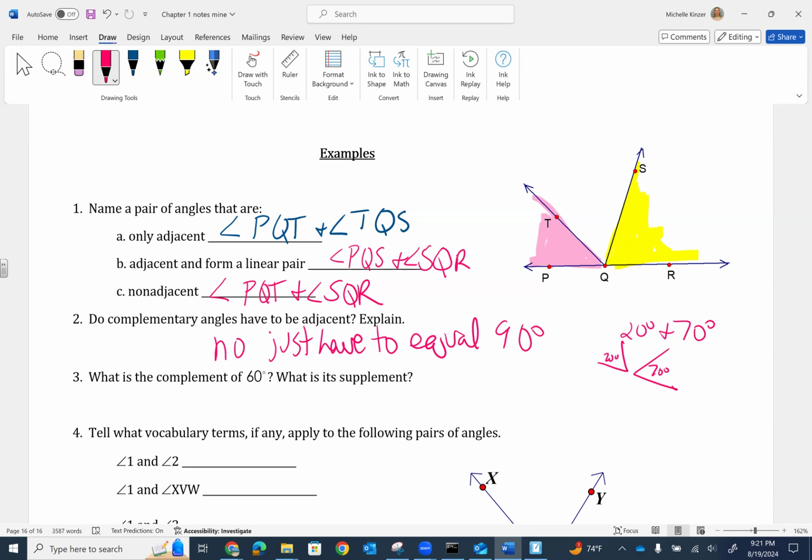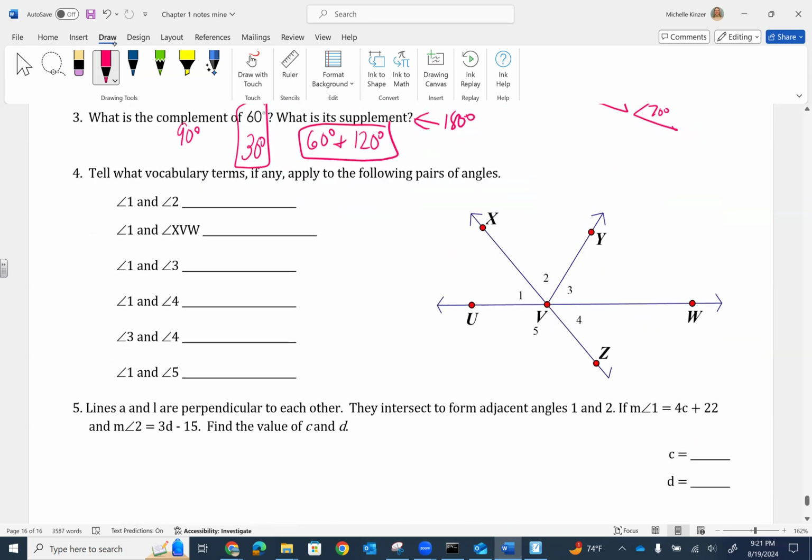Okay. What is the complement of 60? It's a really fun game. What number has to work with 60 to get to be its complement? That's 30 degrees. Their sum is 90 degrees on a complement. To be a supplement, 60 degrees and what have to make a supplement? Well, that would be 120 because a supplement has to equal 180 degrees total. Okay, so those guys are supplements of each other. Okay. Let's use some vocab.